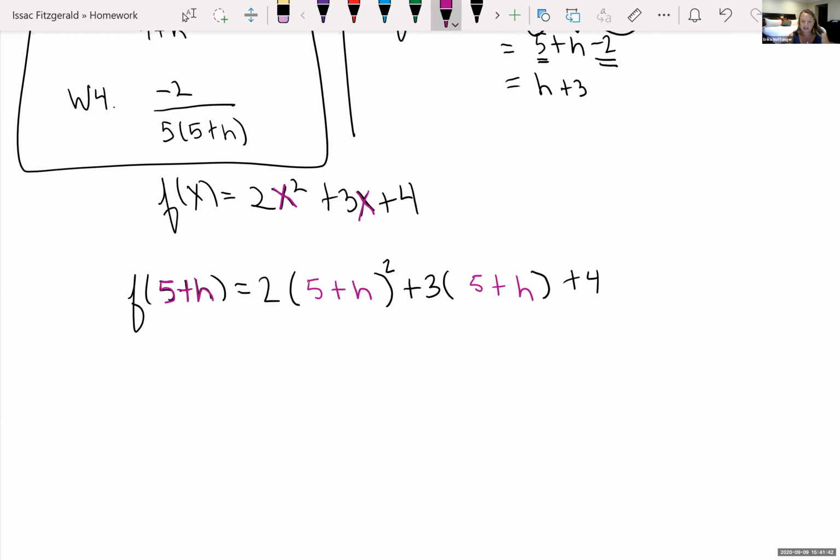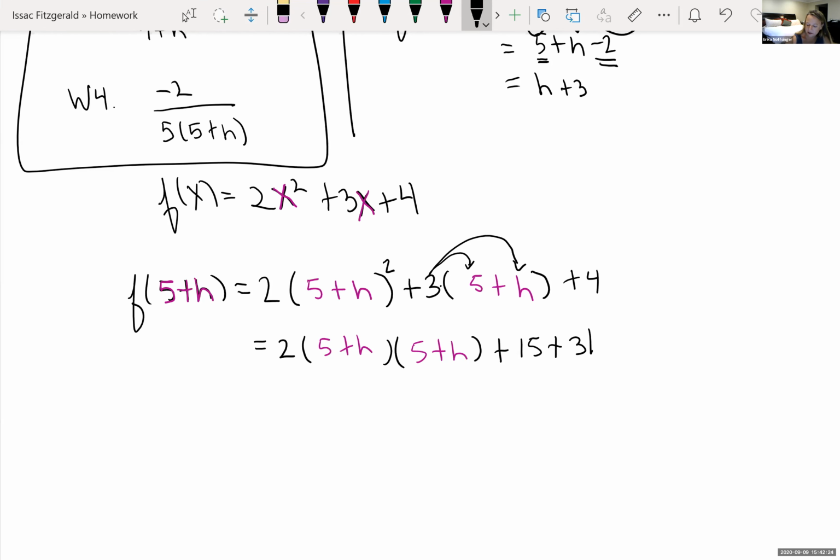Order of operations says that we have to do exponents before we do multiplication. We cannot distribute this 2 inside this parentheses because of this exponent here. So let's rewrite this out. This is really saying 2 times 5 plus h times 5 plus h. And then we have plus, there's no sign in between this 3 and this parentheses, so I need to distribute this 3 to each term inside the parentheses. So we have 3 times 5, which is 15, plus 3 times h is 3h, plus 4.